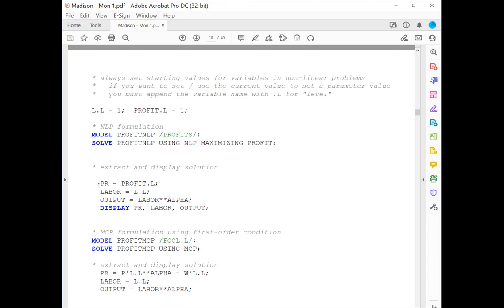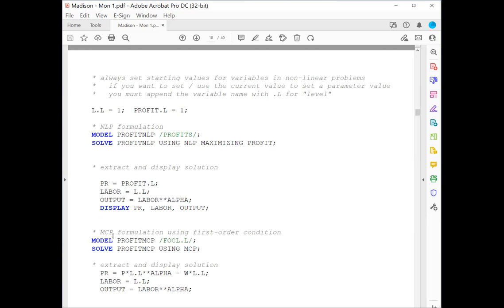You're not maximizing or minimizing anything. So then you can extract again and display the solution. You can say profits equal the objective function profits. Labor is the solution value L.L, and output is labor to the alpha. The variable profit doesn't even show up in the model because you haven't put the equation for profits in.